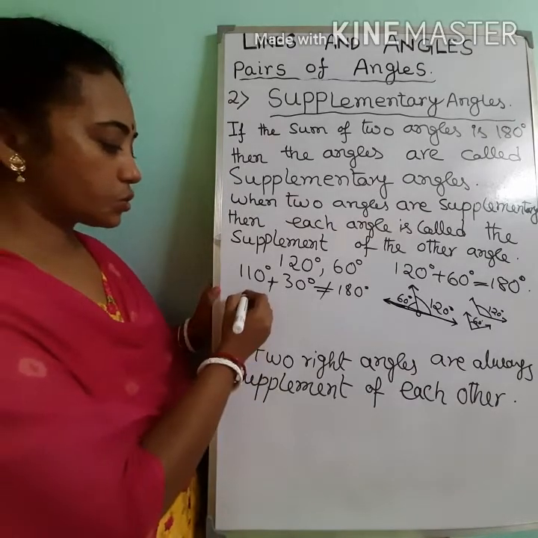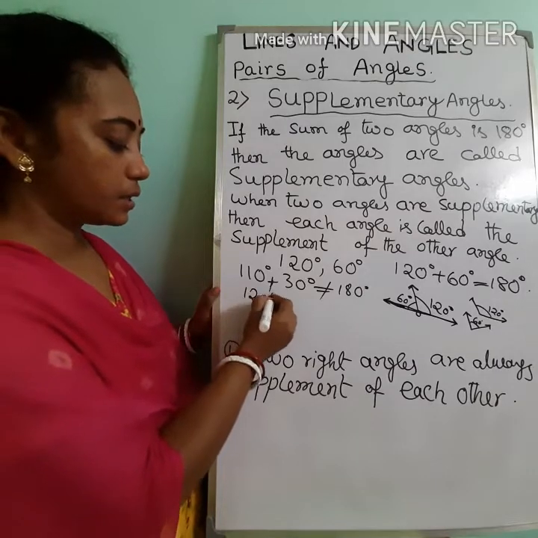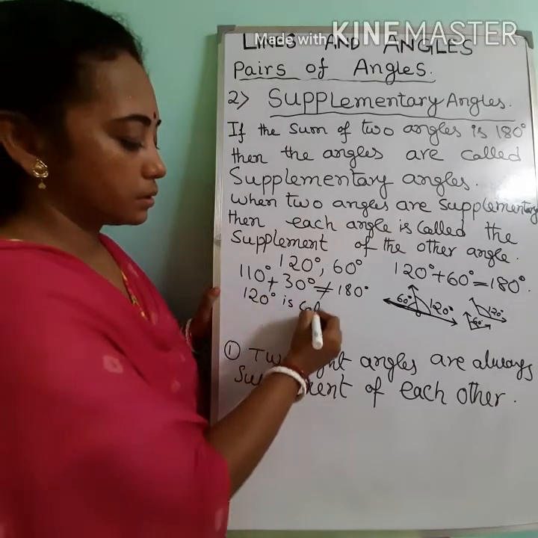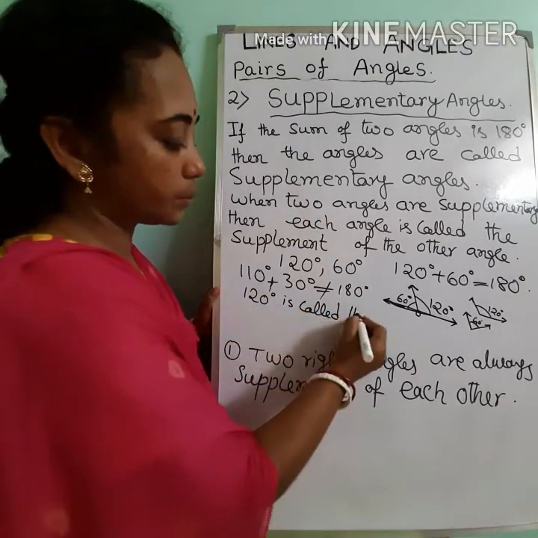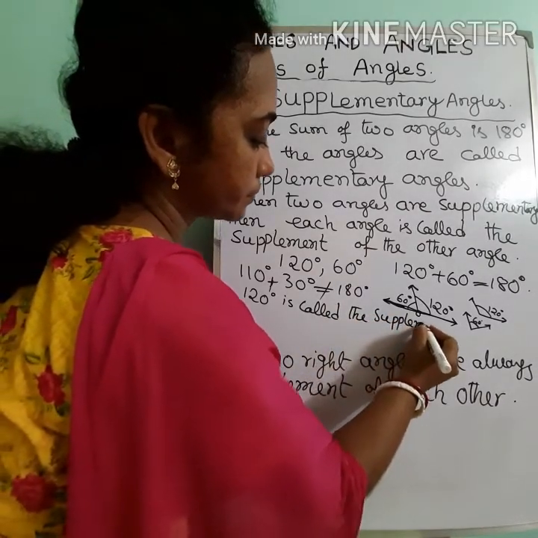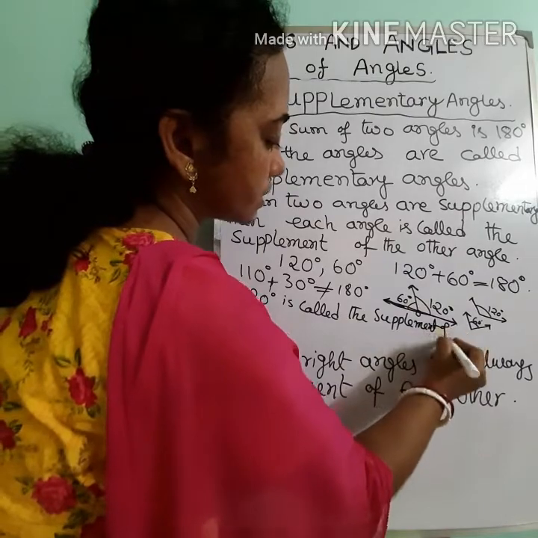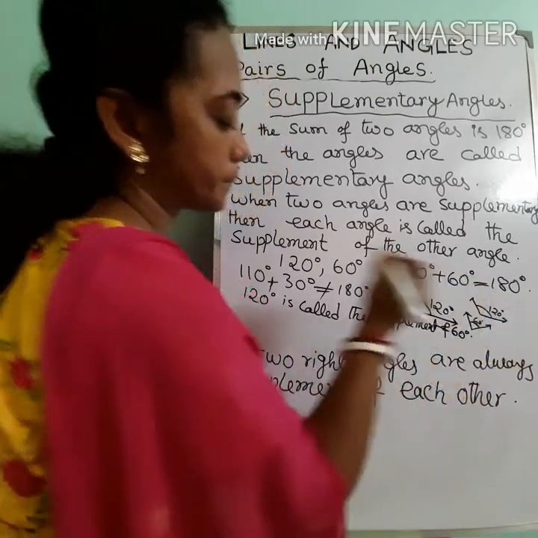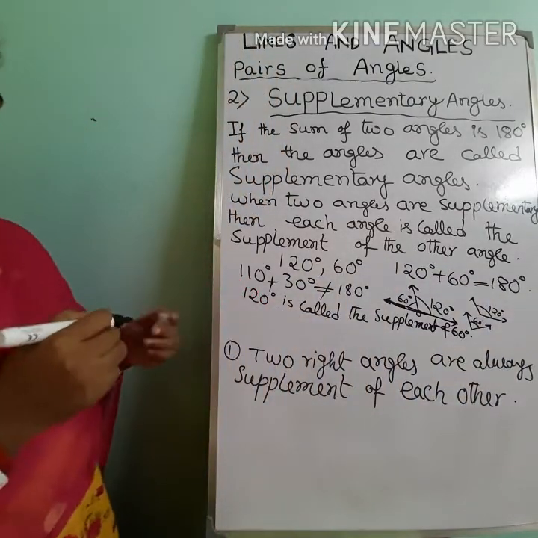So in this case also, 120 degrees is called the supplement of 60 degrees.